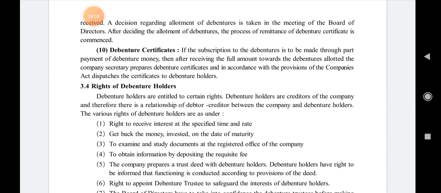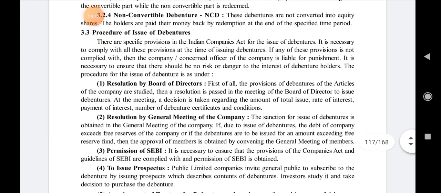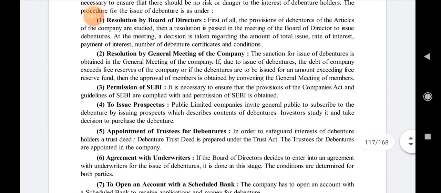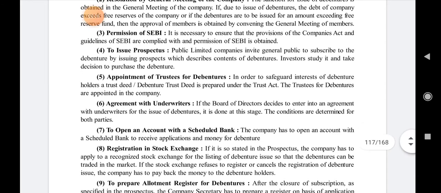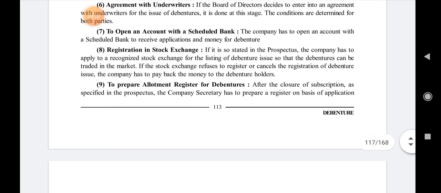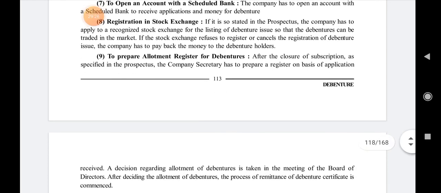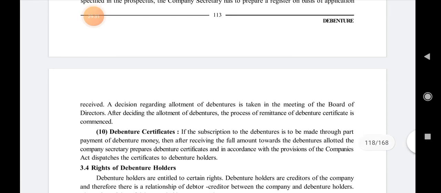This is very important, and through it you have to learn how the debenture certificate and the debenture can be issued. First of all, they have to get a resolution in the board of directors, a resolution in the general meeting of the company, permission of SEBI, the issue of the prospectus, appointment of a trustee for debentures, an agreement with underwriters, opening an account with a scheduled bank, registration in the stock exchange, preparing the allotment register for debentures, and the debenture certificate should be prepared. This procedure can be asked in 2 or 3 mark questions.